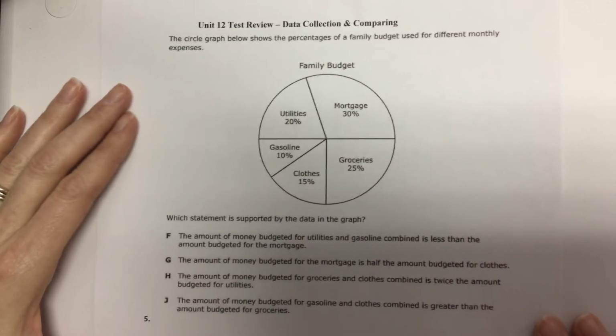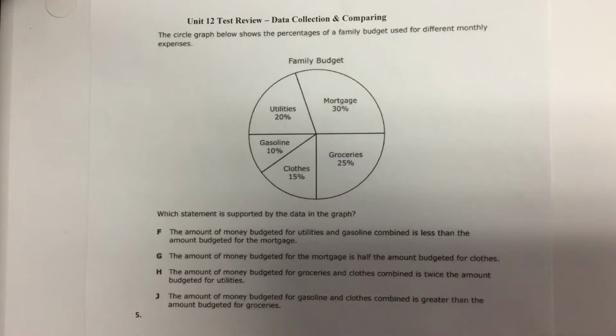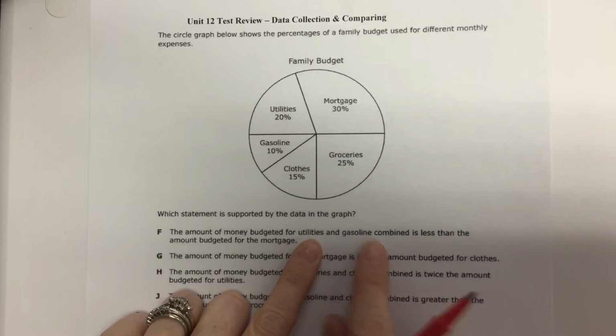So then looking at number 5, we have a circle graph, so I should probably be setting up proportions for a lot of my information here. Letter F says the amount of money budgeted for utilities and gasoline combined is less than the amount budgeted for the mortgage. If they were actually asking me to determine the actual amount of money, the dollar amount, then I would set up a proportion. But here, I don't know the total amount that this family budgeted, so I'm just going to work with the percents here. So utilities and gas combined.